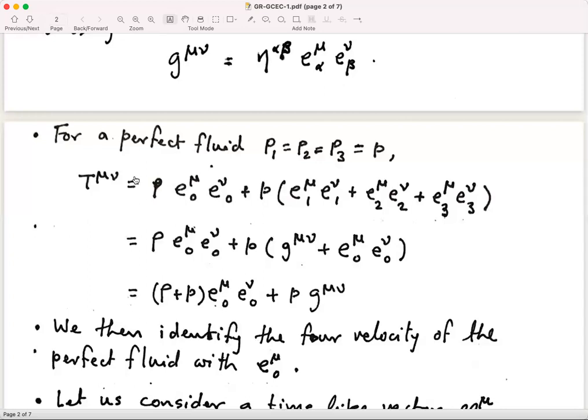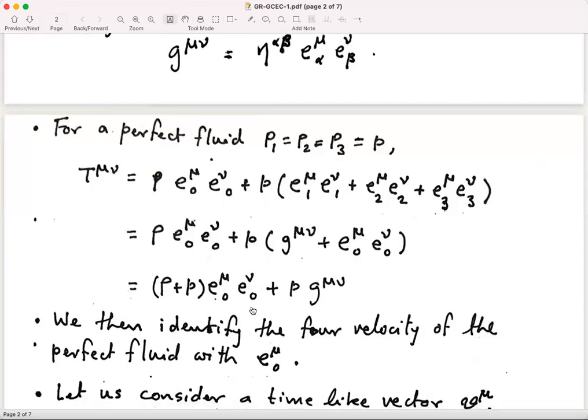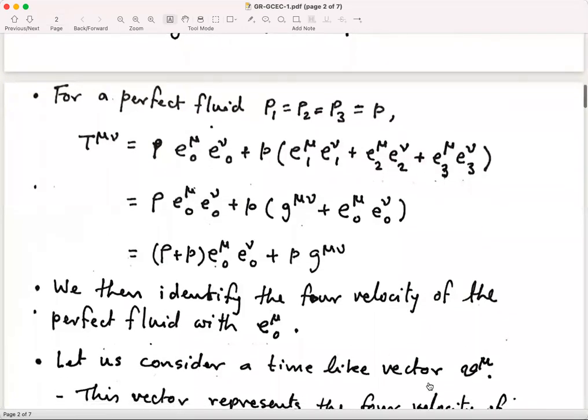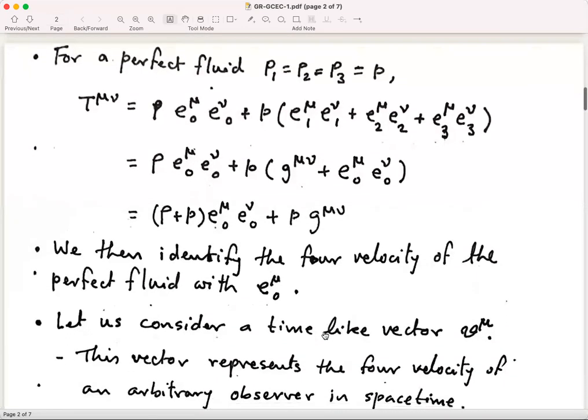So, given the fact that for the perfect fluid E0 mu can be thought of as the velocity flow vector, we could try to write down the energy conditions in terms of velocity vectors of a specific kind. One of the things that we could look at is a time-like vector. Let's call it V mu. And we want to look at this time-like vector as something which represents the four velocity of an arbitrary observer in space-time.